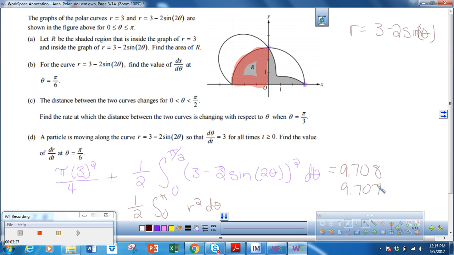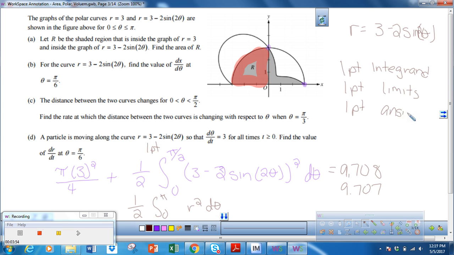Either one was accepted. And the points came from this: 1 point for the integrand. So you got 1 point for this integral with 1 point for the limit. So let me write over here. 1 point for the integrand, 1 point for the limit, and 1 point for an answer.